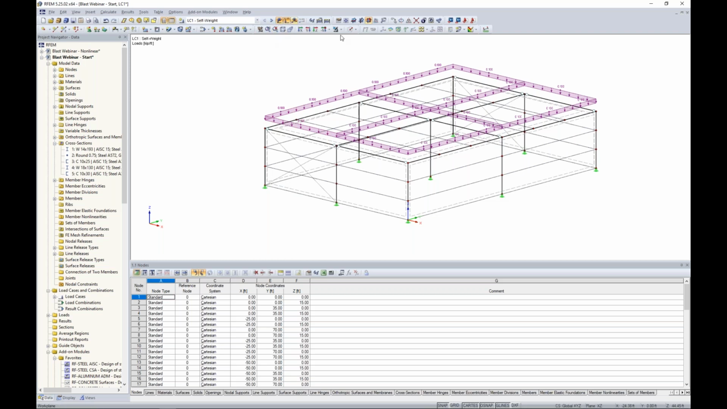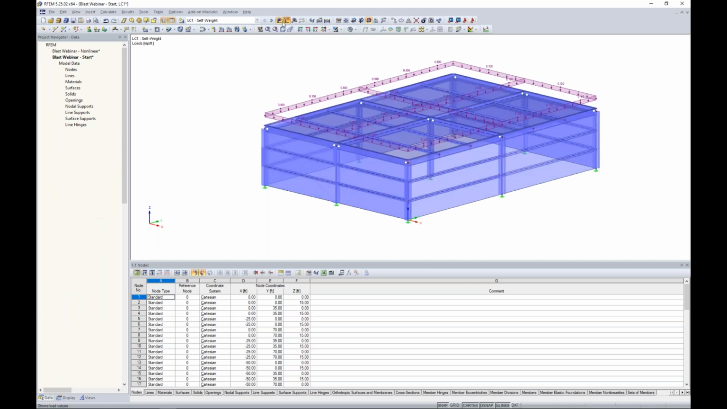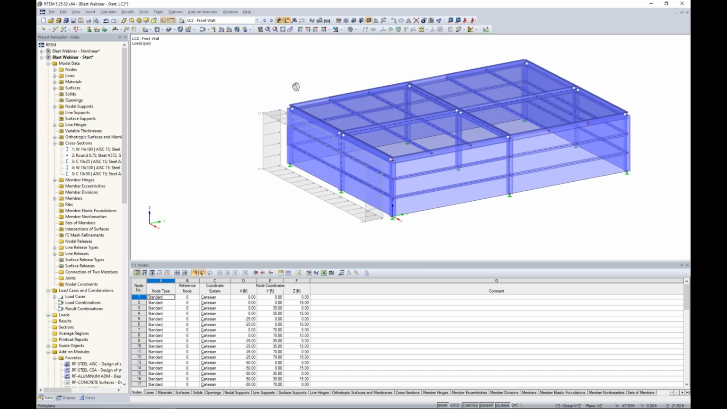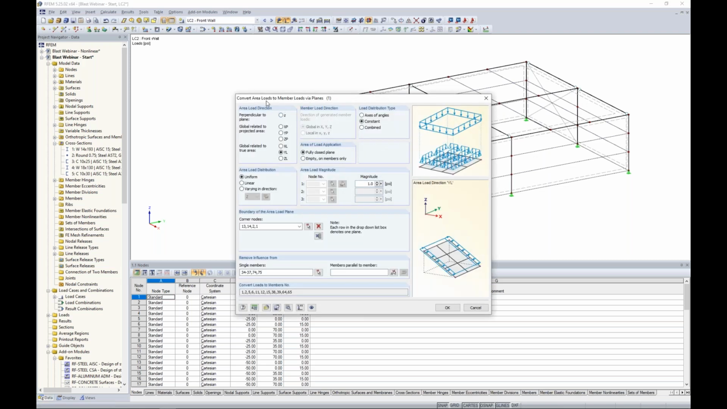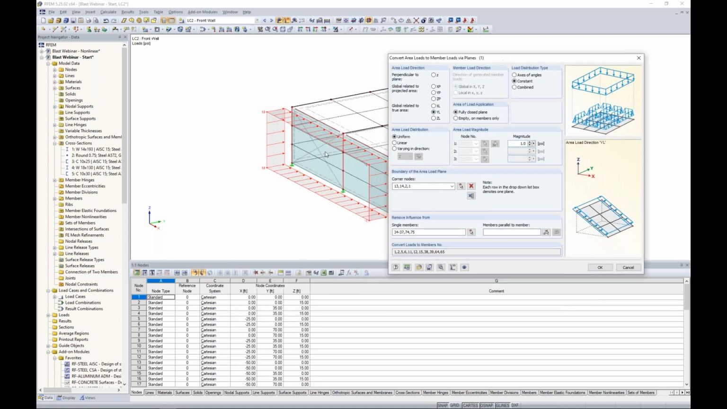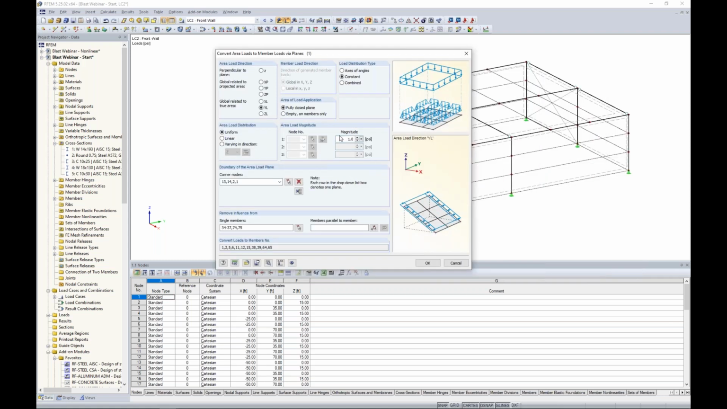Now, the next load is going to be for my front wall. And we can see this load applied as an area load. This is to initially account for that blast load acting on this front surface. So this area load here is a bit special because it's going to convert the area load to member load. So I'm not necessarily applying it to this surface, but rather I want it to be applied directly to these main lateral resisting frames. And you can see that the magnitude is set at 1 psi.